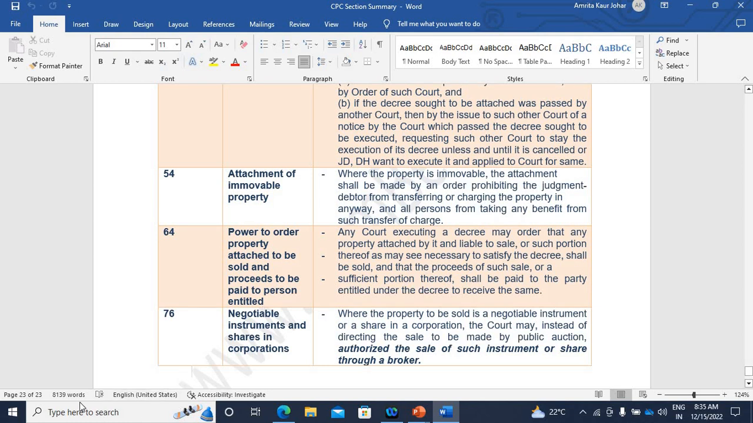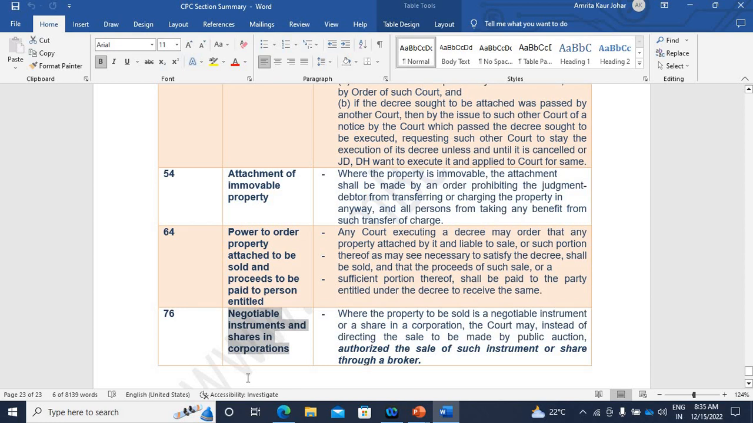Now here one more example I will give you before I stop. Negotiable instruments and shares in corporations. अब ये जो रूल है एग्जीक्यूशन का relating to negotiable instruments और shares है, that is rule number 76. अब ये आपके लिए क्यों इम्पॉर्टेंट हो जाता है? I think it is needless for me to say that, because the exam that you are preparing for is relating to this. You know the field of exam that you are preparing for.